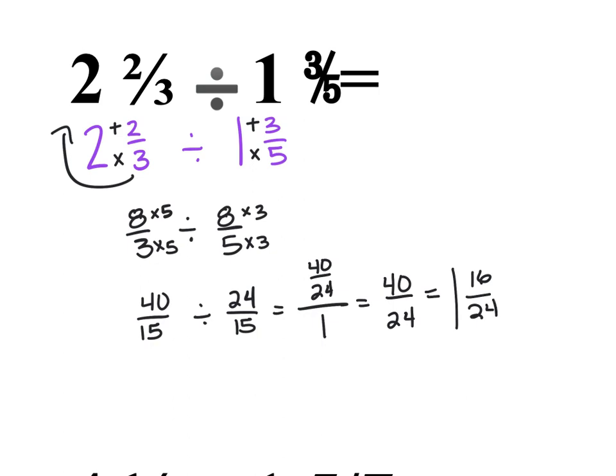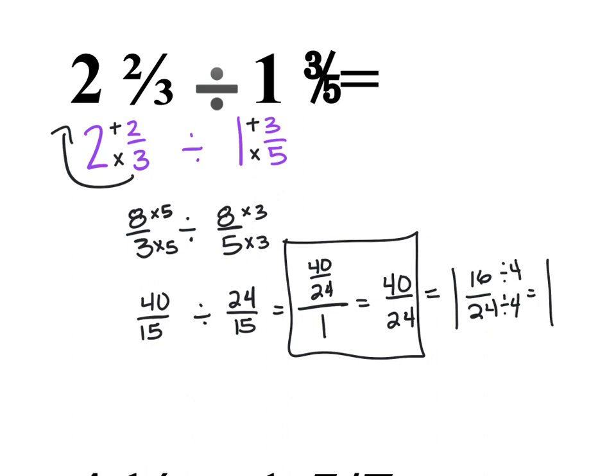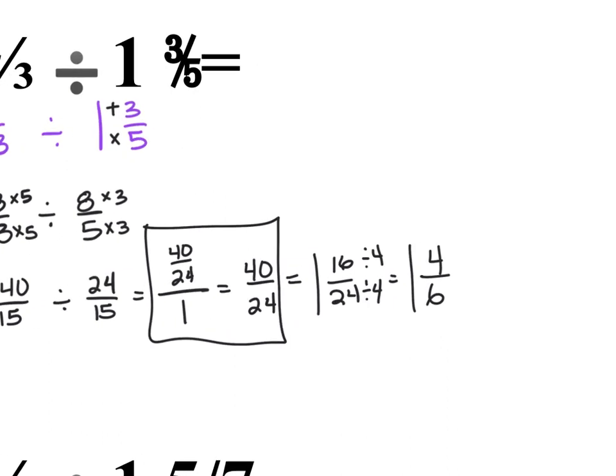All right, now we still can simplify. Remember, if you can get to here, this is terrific. We need to keep working on the simplifying, though. We can divide top and bottom by 4. We still have our whole number 1. 4 goes into 16 4 times, and 4 goes into 24 6 times. We can still make that a little bit smaller. What goes into both 4 and 6? 2. 1 2/3.